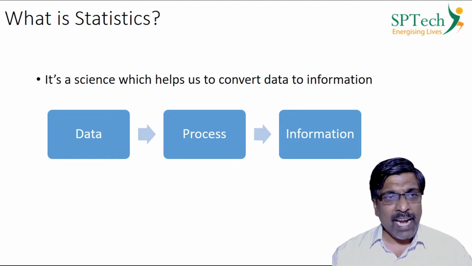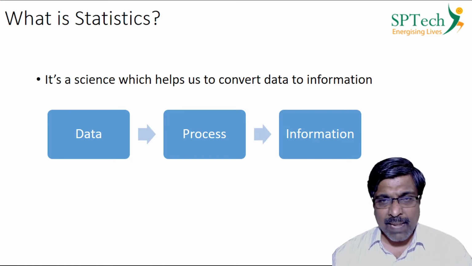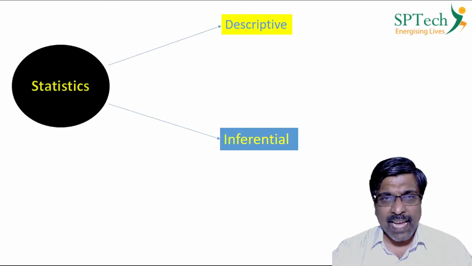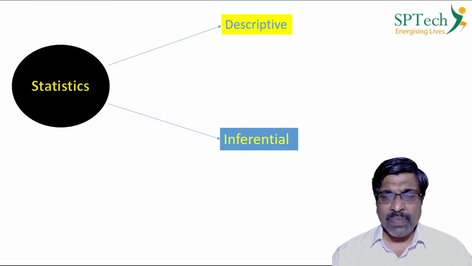So now we understand that data science is a culmination of statistics. That is where we predominantly use statistics in data science, or programming in analytics. So what is statistics? It's a science which helps us convert data into information. Having said that, you need to understand the different types of statistics we have. There are 2 different categories of statistics. The first one is called descriptive statistics and the second one is called inferential statistics.